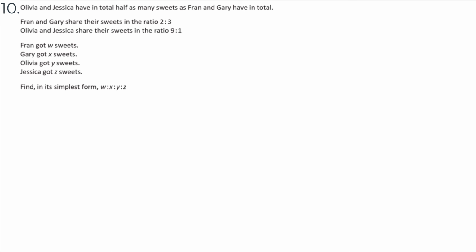Olivia and Jessica have in total half as many sweets as Fran and Gary have in total. Fran and Gary share their sweets in a ratio of 2 to 3. Olivia and Jessica share their sweets in a ratio of 9 to 1. Fran got W sweets, Gary got X sweets, Olivia got Y sweets, Jessica got Z sweets. Find the simplest form of W to X to Y to Z.